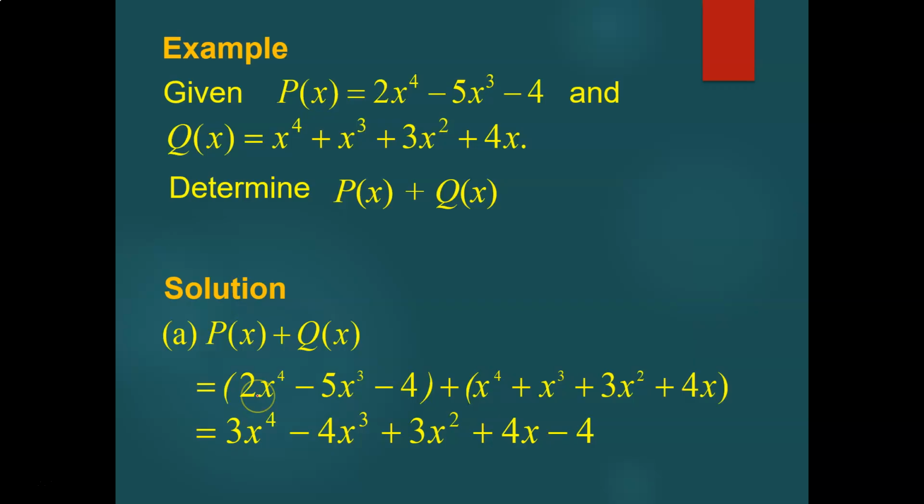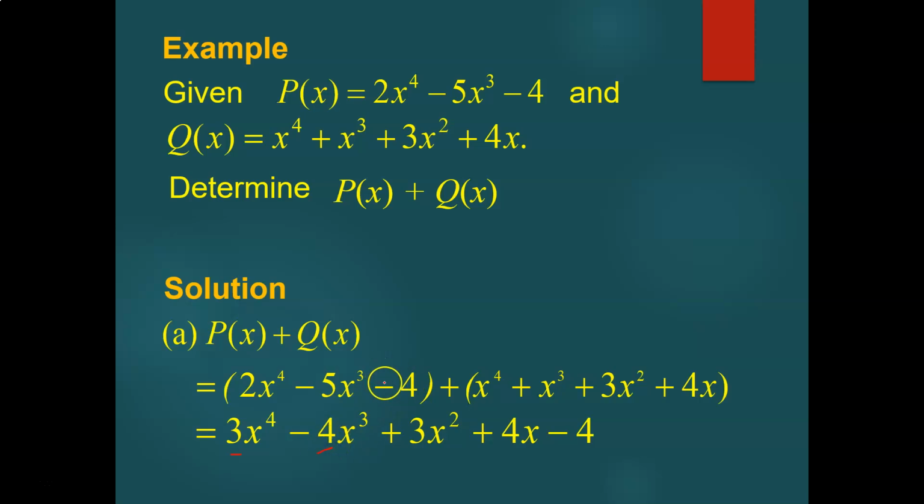Okay, now you can perform your addition. You punya hasil tambah. 2x to the power of 4 plus x to the power of 4. So you have 2 plus 1. So you have 3 lah. Okay, then we have negative 5x cubed. Okay, cari yang kuasa 3 juga. Find the similar term x cubed juga from here. So you have negative 5x cubed plus x cubed. So negative 5 plus 1. So you have negative 4.